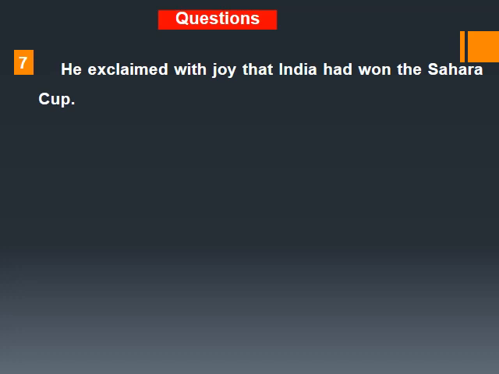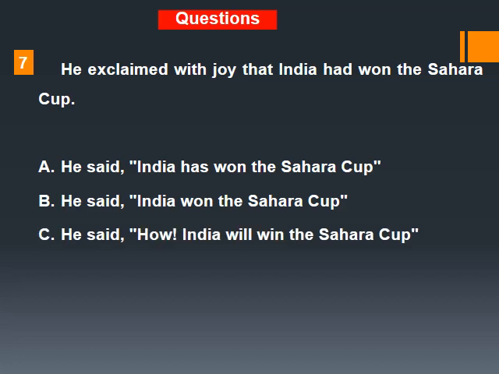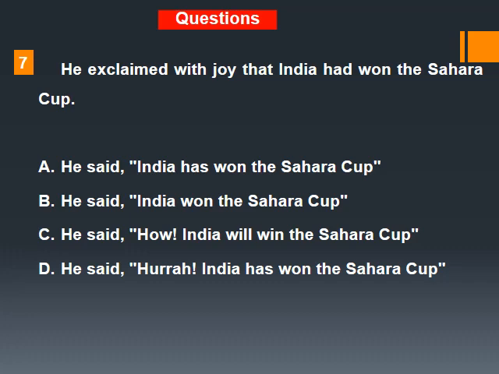Question 7. He exclaimed with joy that India had won the Sahara Cup. A, he said India has won the Sahara Cup. B, he said India won the Sahara Cup. C, how India will win the Sahara Cup? D, he said, hooray, India has won the Sahara Cup. Look at this. When there is an exclamation, you can use things like "hooray". So it is fine. He said India has won the Sahara Cup. He said India won the Sahara Cup.